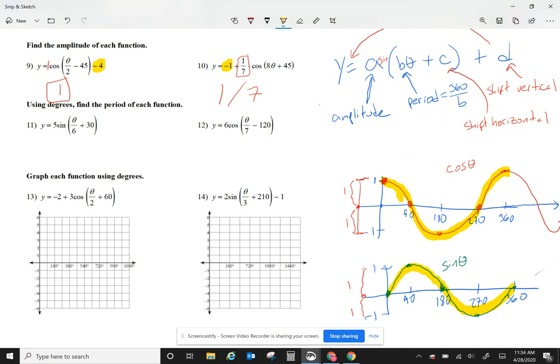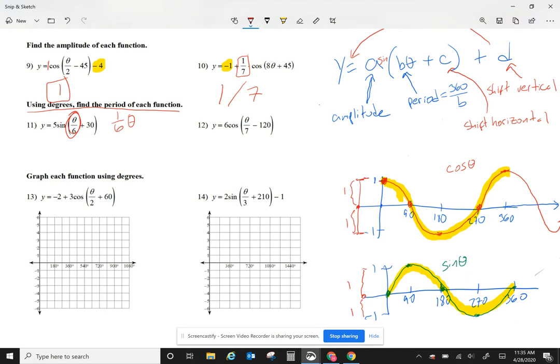Let's take a look at number 11 and 12. Here, I'm asking, use degrees, find the period of each function. I'm just going to be looking at this first part. Notice how I have theta, that's my B, but remember I have theta by itself. So in reality, instead of theta over 6, let me look at this as 1/6 theta. I'm going to take theta out of the fraction. So I have 1/6. We can tell that B in this case is 1 over 6.